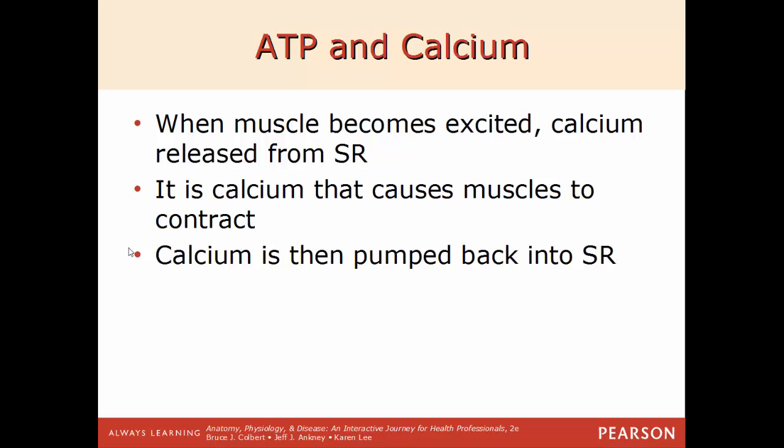So if calcium is not here, muscles can't contract. If ATP is not there, muscles can't contract or relax. So all these things are based on all the components being there at the right time. If one part isn't there, the process stops.